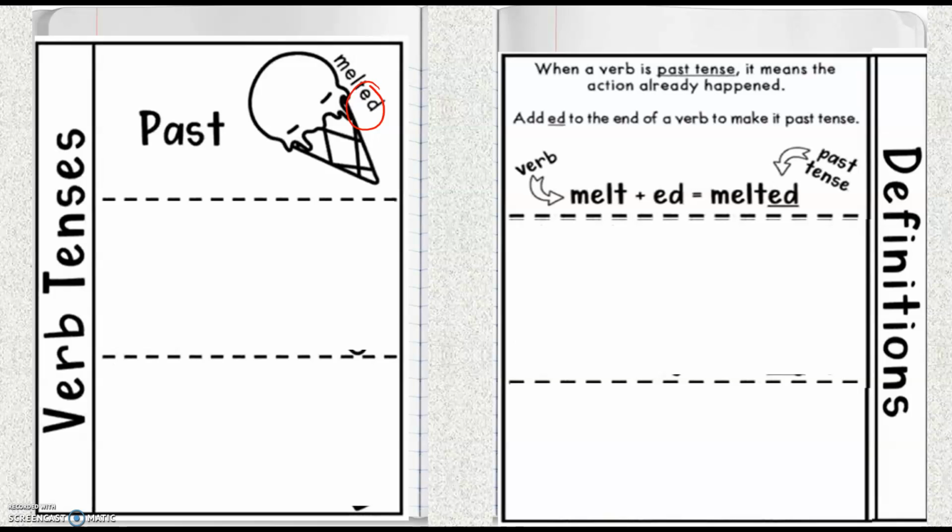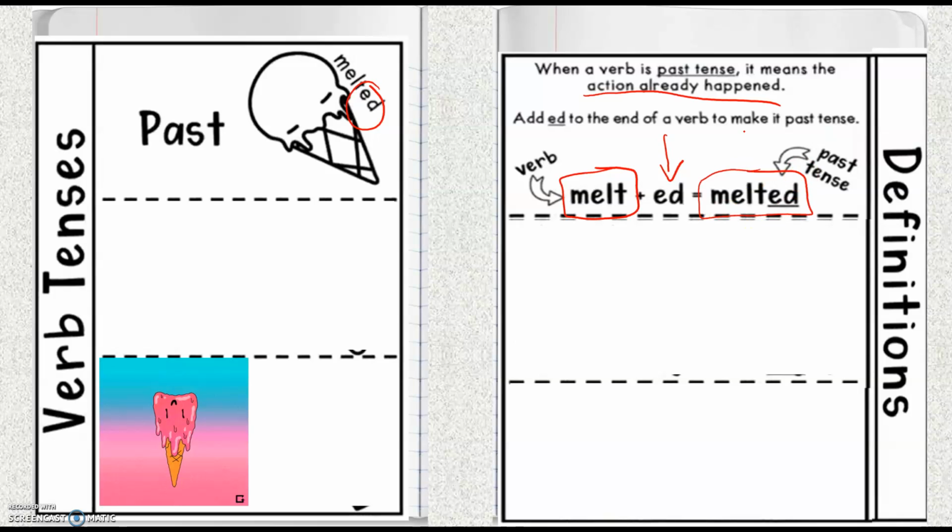Because when a verb is in past tense, it means that the action has already happened. It happened yesterday. It happened last week. So what we're going to do is take our verb and then add ed to identify that it happened in the past. And our new verb will be melted. As you see here, the ice cream melted.